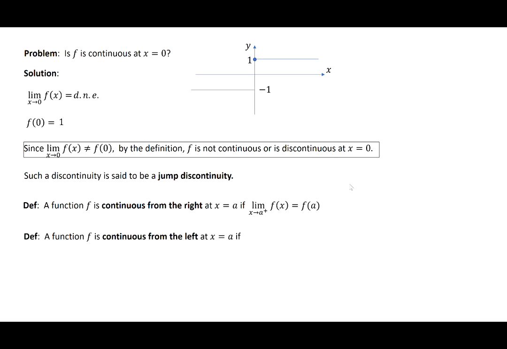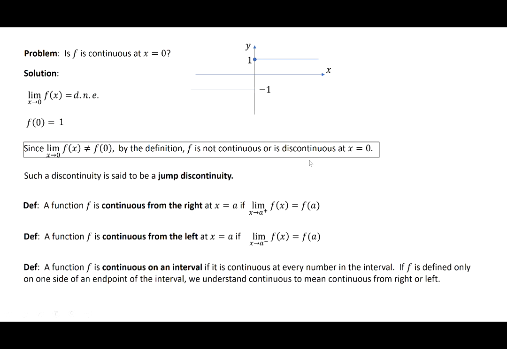Now there's a definition of a function that is continuous from the left. A function f is continuous from the left at x equals a if limit of f of x as x approaches a minus equals f of a. Is this continuous from the left? What's limit of f of x as x approaches 0 minus? -1. What is f of 0? +1. And they're not equal. So definitely not continuous from the left.